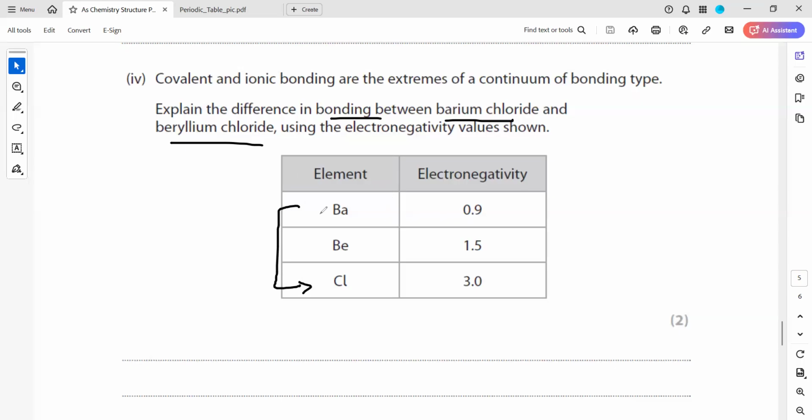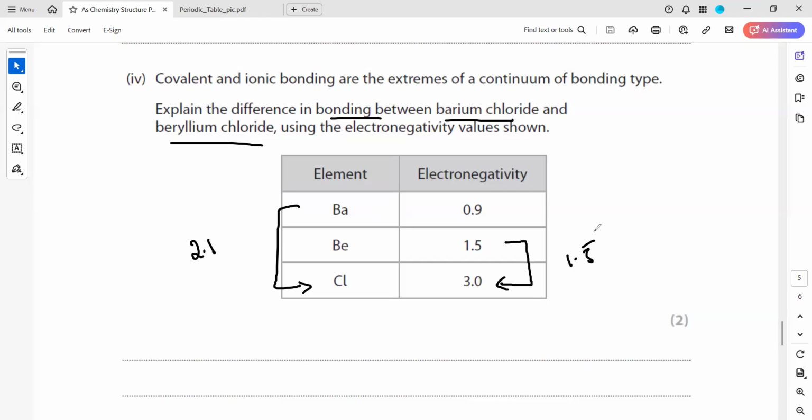What is the electronegativity difference? So 3 minus 0.9, so they will get an electronegativity difference of 2.1. Then beryllium and chlorine, what is the electronegativity difference? The electronegativity difference is 1.5. So the electronegativity difference is 1.5.